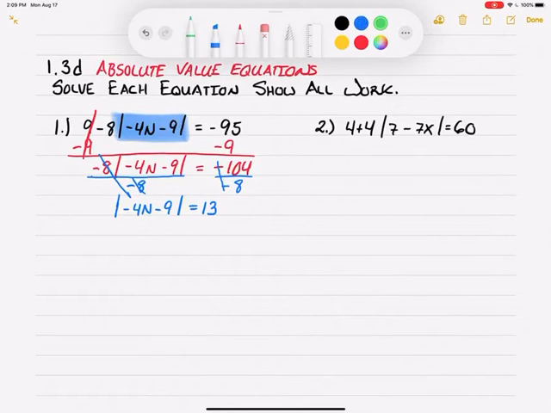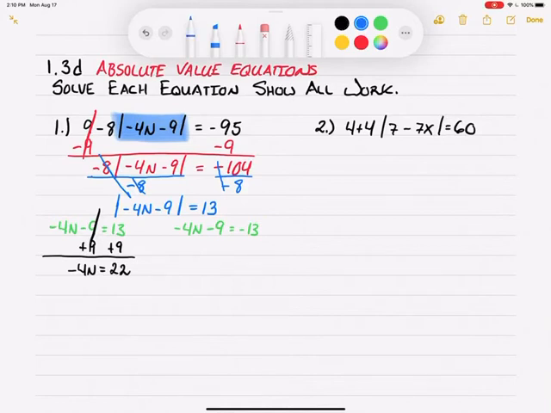So from here, I'm going to break this apart, and I'm going to say negative 4n minus 9 equals 13, and negative 4n minus 9 equals negative 13. And I'm going to solve each equation for n. To start off, I'm going to add 9 to both sides. I have negative 4n equals 22.